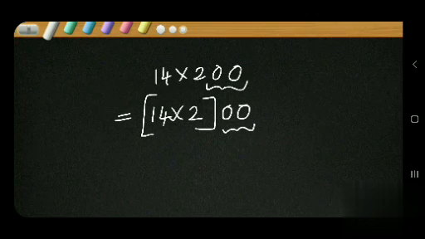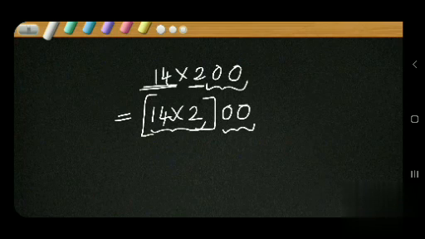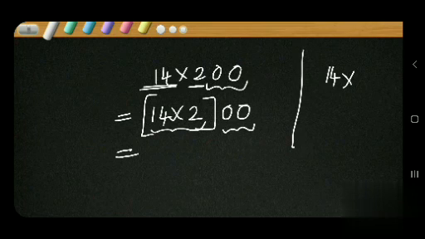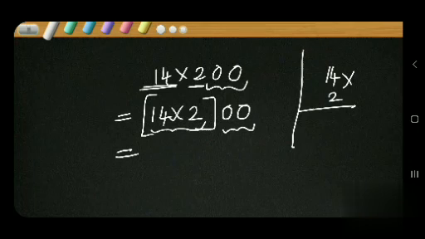In 200 there are how many zeros? Yes, two zeros. So for multiplying 14 by 200, first we multiply 14 into 2, then we put two zeros on the right side of the answer. The multiplication 14 into 2 has to be done in the working column. 14 into 2 is what? 4 2s are 8, 1 2s are 2.